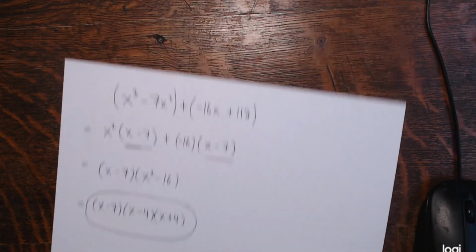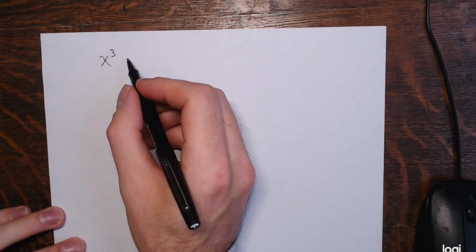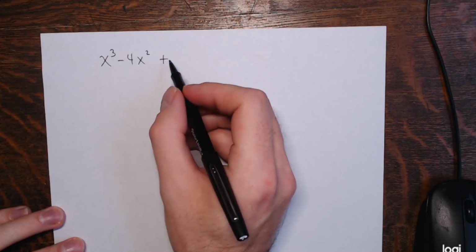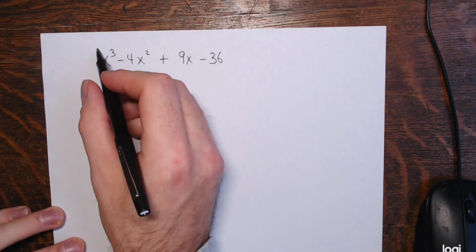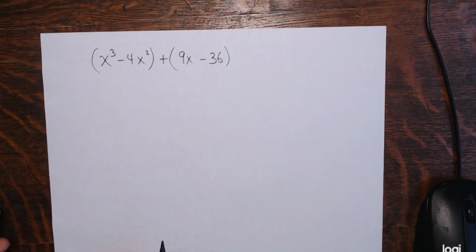Now let's flip it over. We'll do this polynomial here. So we have x cubed minus 4x squared plus, right, and then 9x minus 36. Here comes the grouping. Alright, putting the first half in a group, the second two terms in a group with a plus sign in the middle.